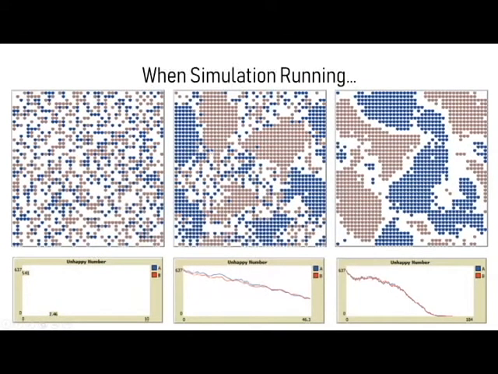So this is when they start moving, and the unhappy number, the people that are not satisfied with their neighborhood, keeps decreasing, and finally reaches a final stage in which they form this kind of solid pattern. They have their own habitat and keep a very, very clear distance between different types.